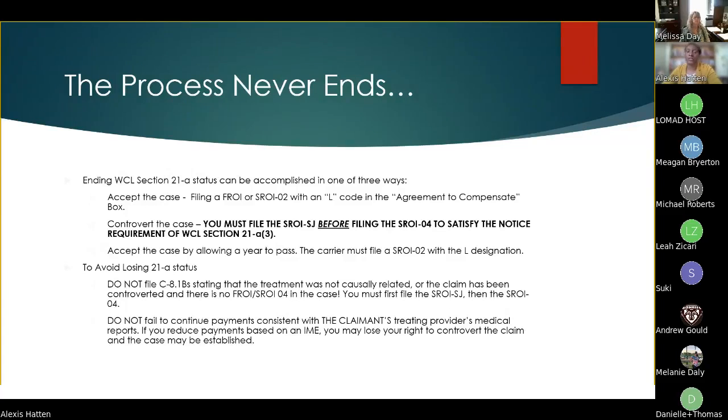But you can inadvertently lose your 21A status by filing C8.1Bs, objecting to treatment on the basis of causal relationship, or that the claim has been controverted and there's no SROI SJ or SROI 04 in the case. Again, as I noted, you have to file the SROI SJ first, then the SROI 04. And you can't fail to continue making payments. If you stop making payments consistent with the claimant's treating provider's medical reports, or reduce those payments based on an IME, you may lose your right to controvert the claim and the case may be established.